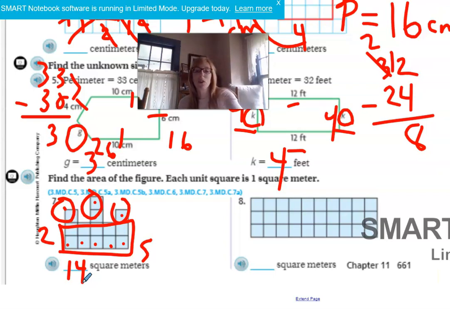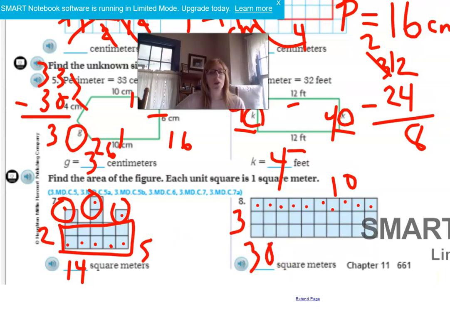Now this one over here for 8, you'll see that there are 3 groups of 1, 2, 3, 4, 5, 6, 7, 8, 9, 10. You have 3 groups of 10. So we know area equals length times width. So area equals 3 times 10, which is going to be, you are correct, 30 square meters.